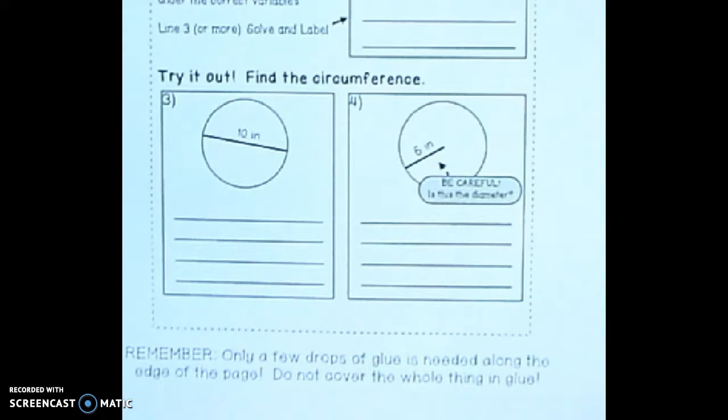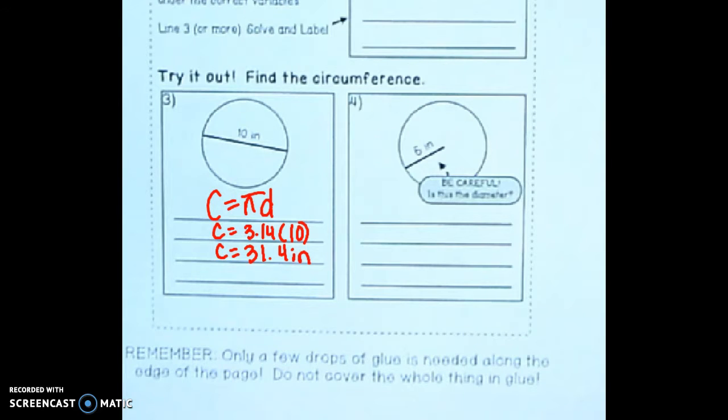All right, on the next one, the first thing we do is we copy down our formula. Circumference equals pi times diameter. C equals 3.14 times the diameter, which goes straight across, that's 10. And when I multiply that and put your unit, it is 31.4 inches.